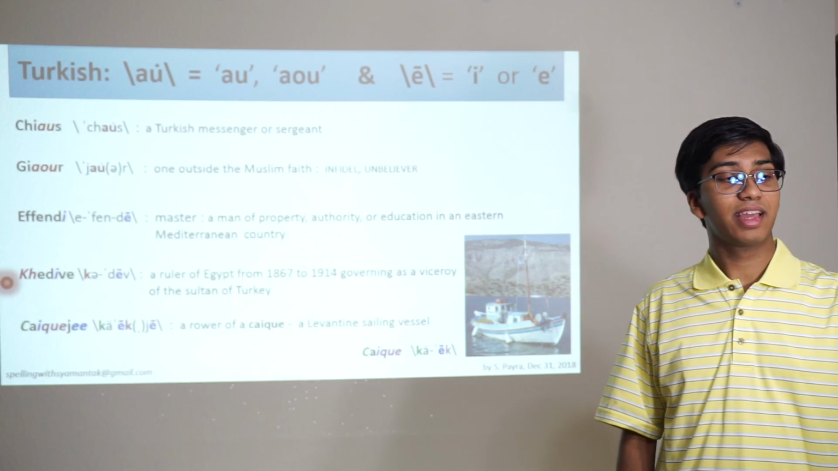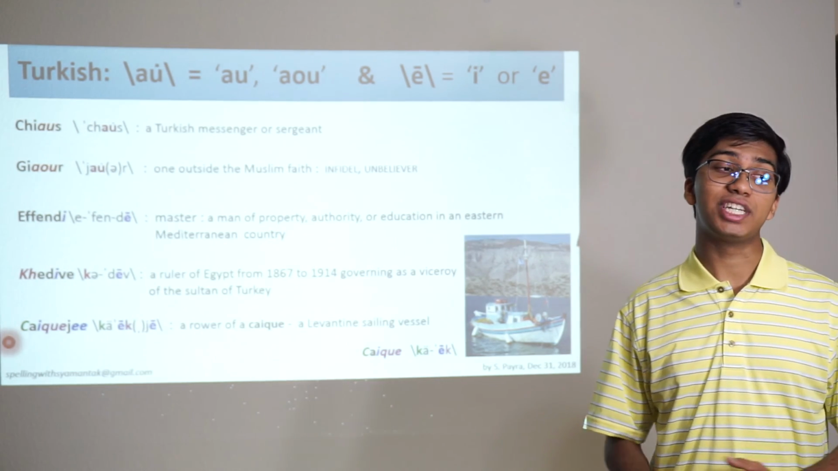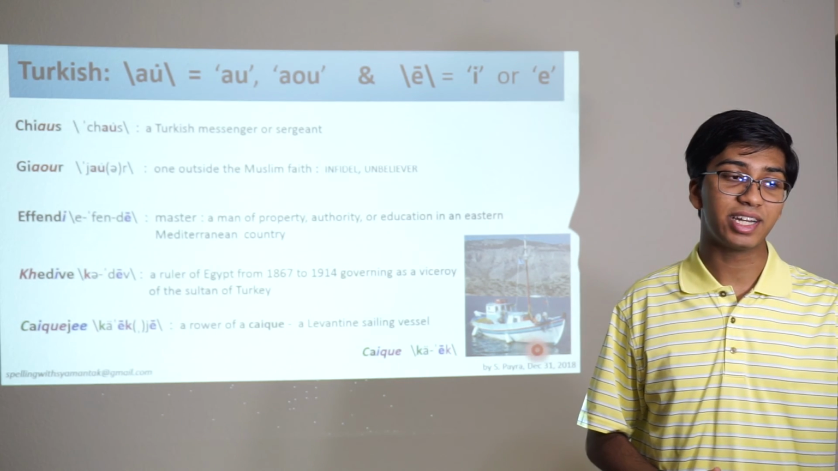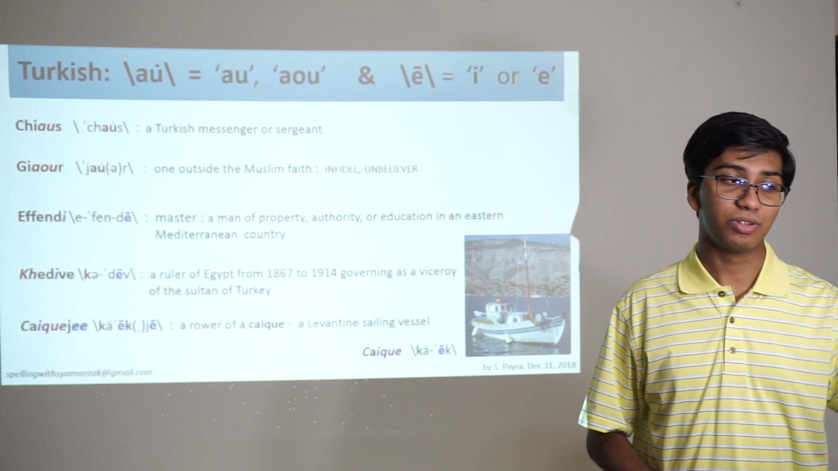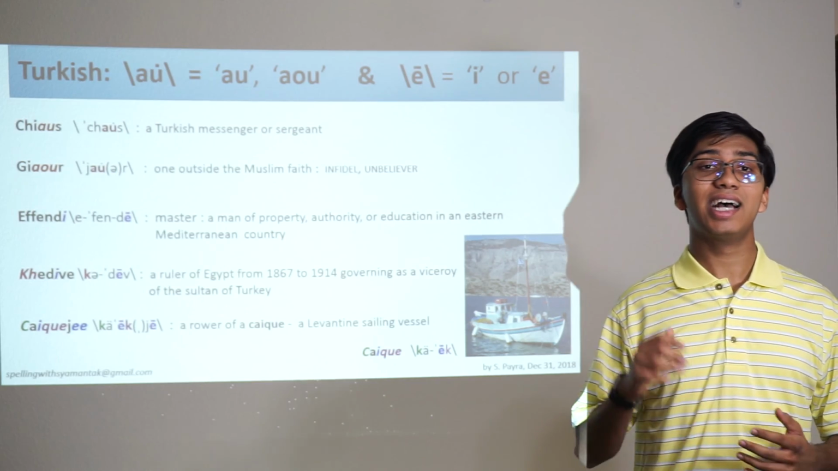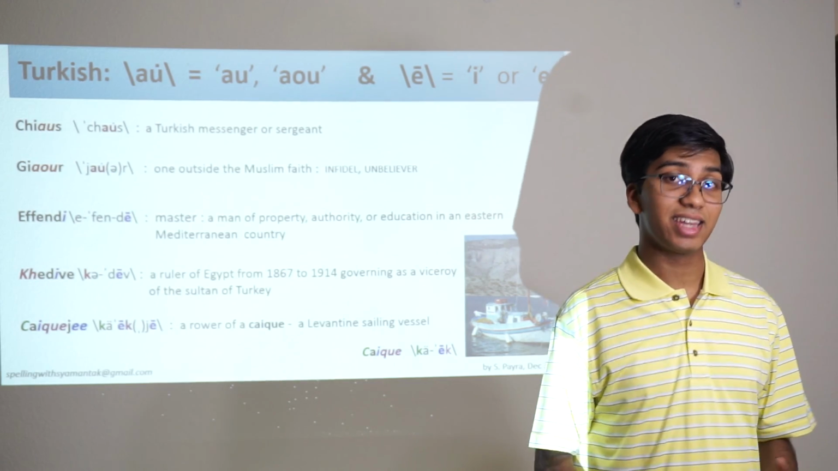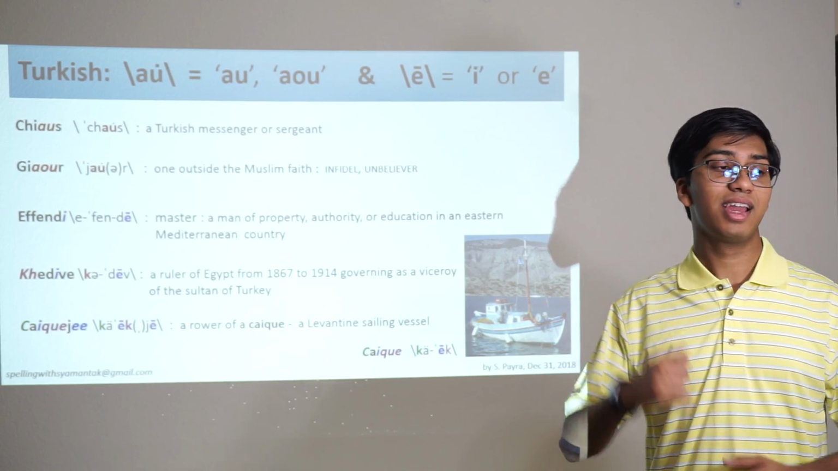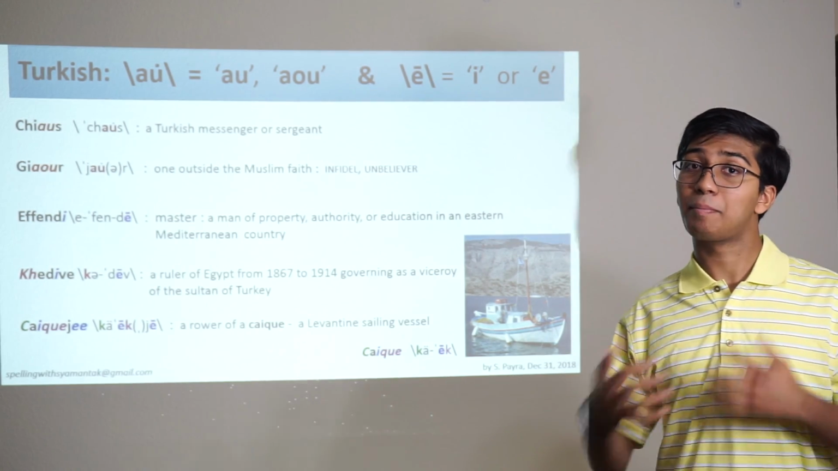And a Kayik-Ji, a rower of a kayik, which is this boat right over here. It's a type of sailing vessel. And kayik has C-A-I for the Kai, and the K part is a Q-U-E. It's one of the tricky elements. And the J-E-E, it's like a person that does something.